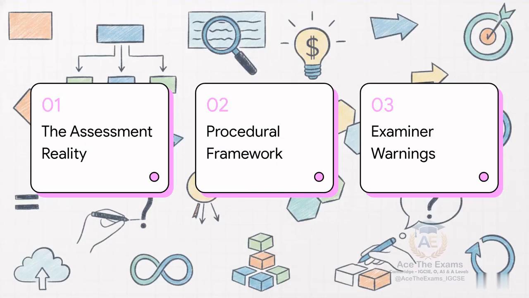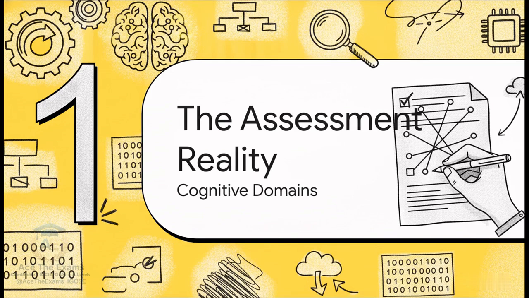Okay, let's quickly lay out our structured agenda for this session. First, we'll hit Section 1, the assessment reality. Then we move to Section 2, the procedural framework. And finally, Section 3, examiner warnings and pitfalls. By the time we wrap this up, you'll have a rock-solid systematic approach that works every single time. Let's jump right into Section 1, the assessment reality.